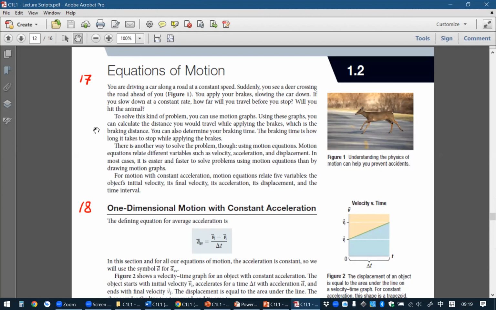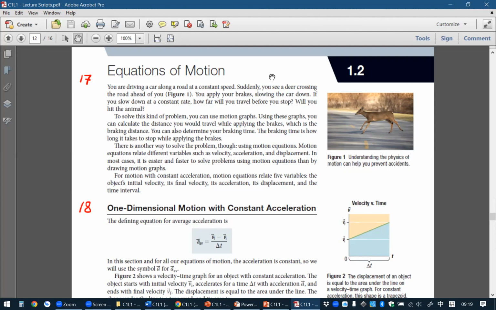To solve this kind of problem, you can use motion graphs. Using these graphs, you can calculate the distance you will travel while applying the brakes, which is the braking distance. You can also determine your braking time. The braking time is how long it takes to stop while applying the brakes. There's another way to solve the problem.